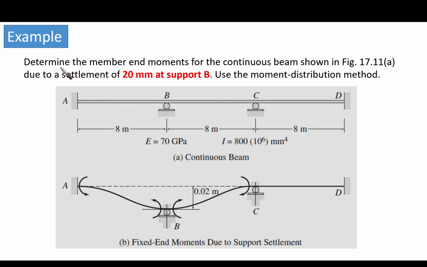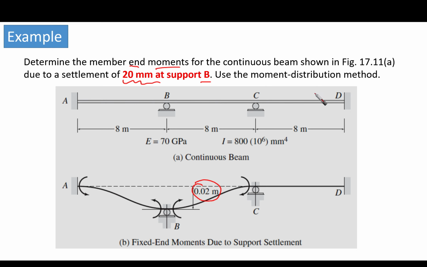We want to determine the member end moments for the continuous beam shown in this figure due to a settlement of 20 millimeter at support B. So here at support B there is 20 millimeter. As you can see here, it is 0.02 meter settlement at support point B. So we want to determine the end moments of the members due to this settlement of the supports, and we are going to use our moment distribution method.